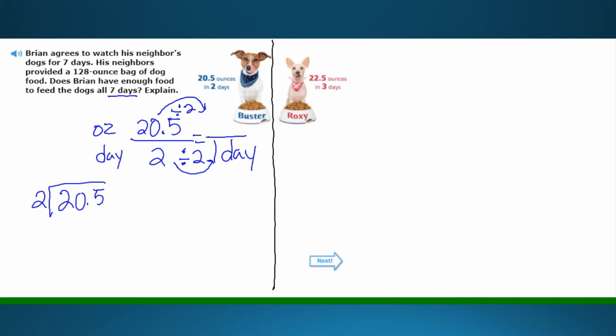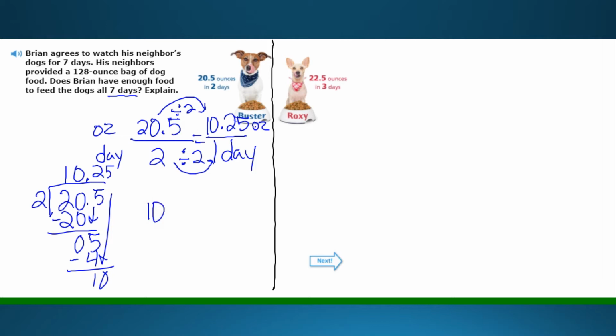I know 2 goes into 20 10 times. Minus 20, that leaves me with 0. Remember to add your decimal point, bring down your 5. Well, 2 goes into 5 2 times, that's 4. I have 1 left over. Bring down a 0. 2 goes into 10 5 times. So that means, I'll put ounces, Buster actually eats 10 25/100 ounces per day. That's how much Buster eats.